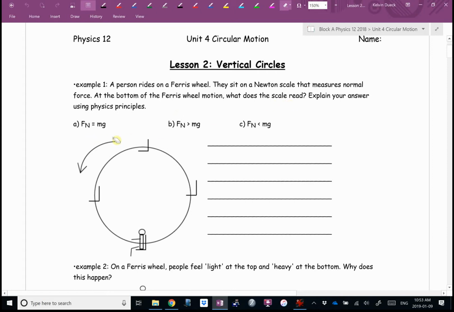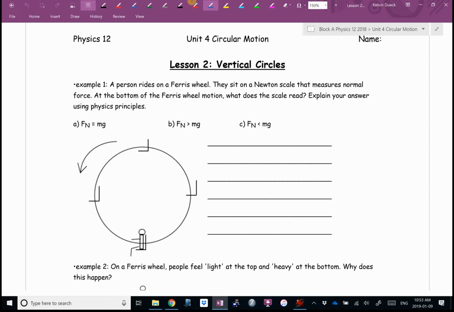Does the normal force equal mg? Is the normal force bigger than mg? Or is the normal force less than mg? And convince me. You know what? This is a job for a free body diagram. You're going to be doing a lot of free body diagrams again in this unit.